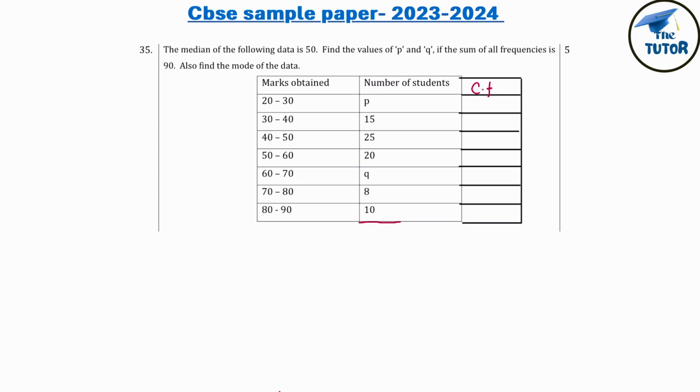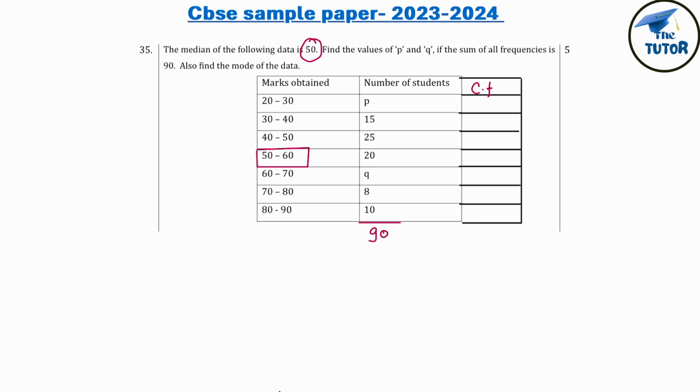That's a good one. Okay, so that means here the sum of the frequencies, this total is given to us, that is going to be 90. Median is given to you, that is 50, lying in the median class 50 to 60. So yes, this is going to be the median class.